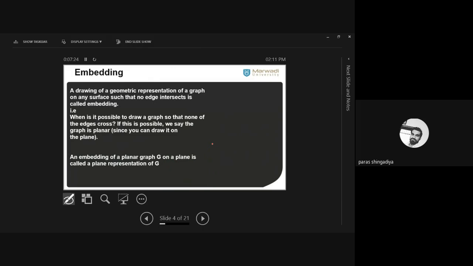So apply the embedding to the following graph. What is the meaning of that? Whatever graph is there, you have to convert it into planar. Apply the embedding to the given graph, to make this given graph a planar form, if it is possible. If it is possible, then it will be planar. If it is not possible in any way, then it is a non-planar graph.